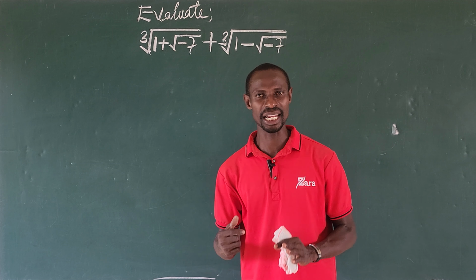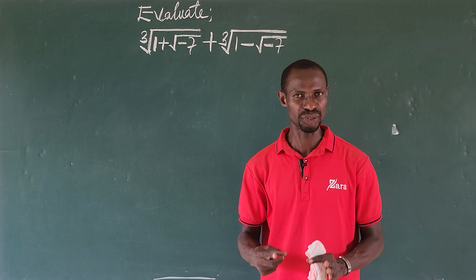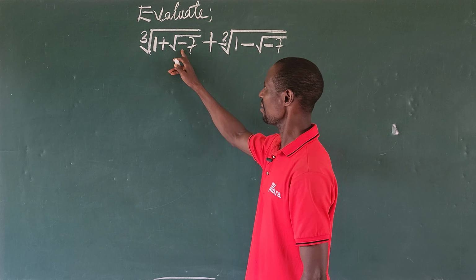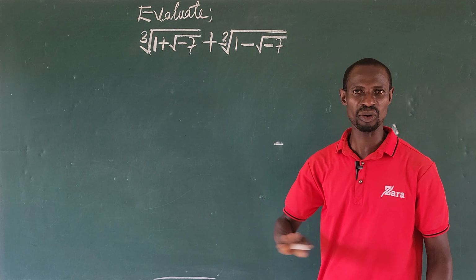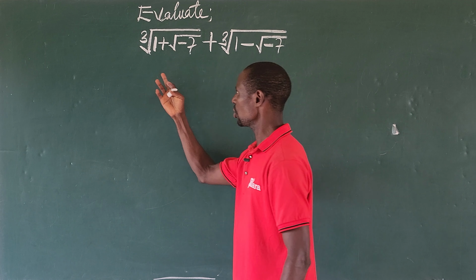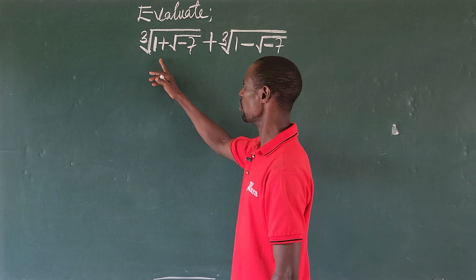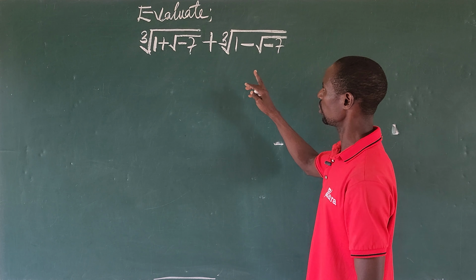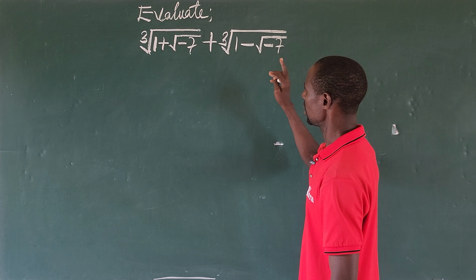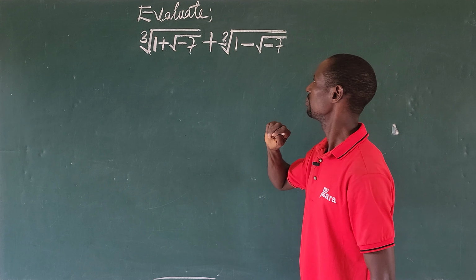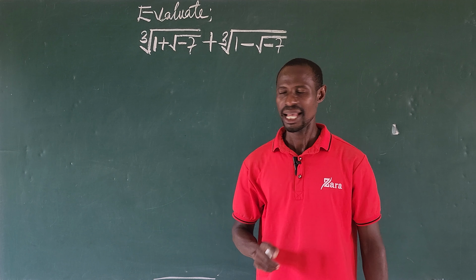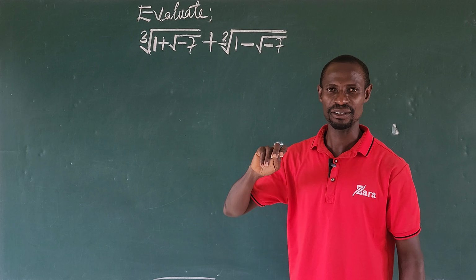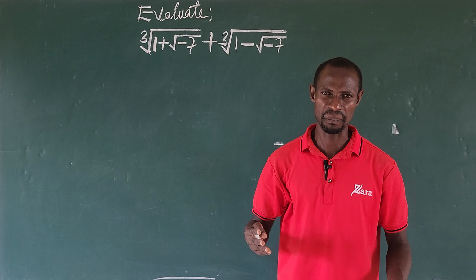And if you check this challenge carefully, this is a kind of unusual radical expression. Okay? Why? Because look at what we're having inside here and what we're having inside here. So the question reads, evaluate the cube root of, under the cube root we have 1 plus the square root of minus 7, then plus the cube root of 1 minus the square root of minus 7 again. So this minus 7 under this square root radical is a kind of big challenge. So how do we compute this?